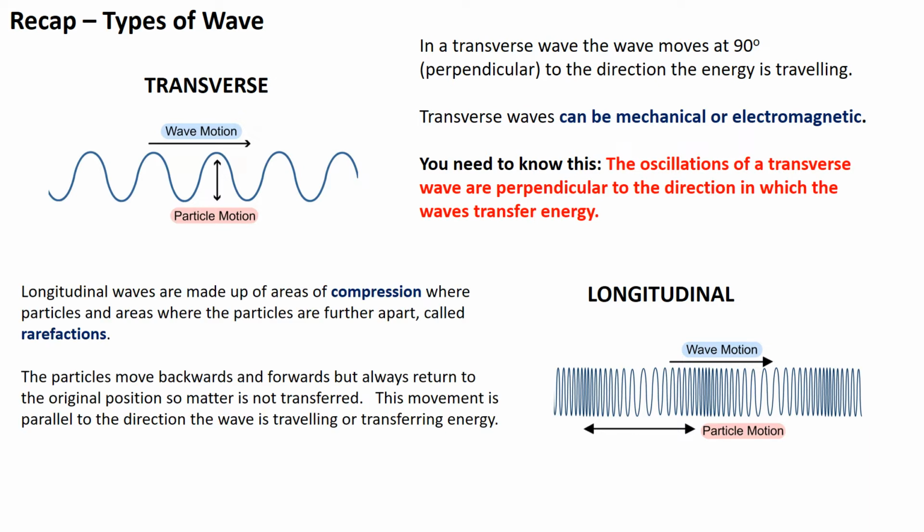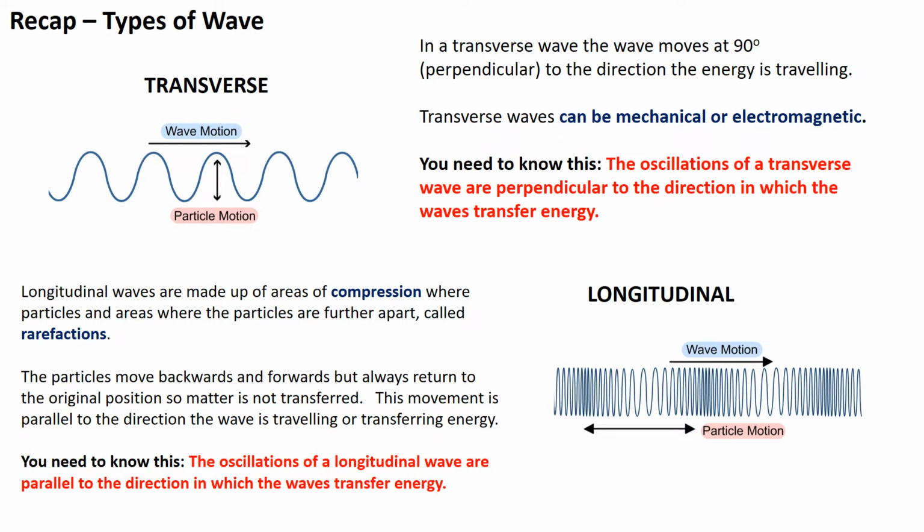Now those longitudinal waves, we're thinking about compression. Sound waves are a typical example of a longitudinal wave, also seismic waves. We call those areas of compression and rarefactions. And again, as I said yesterday, it's really important that we get that spelling completely right because it's so close to so many of the other key words. You need to know that oscillations of a longitudinal wave are parallel to the direction in which they transfer energy. If you haven't got those need-to-know bits in red down in your own notes, please pause the slide now and make some notes.